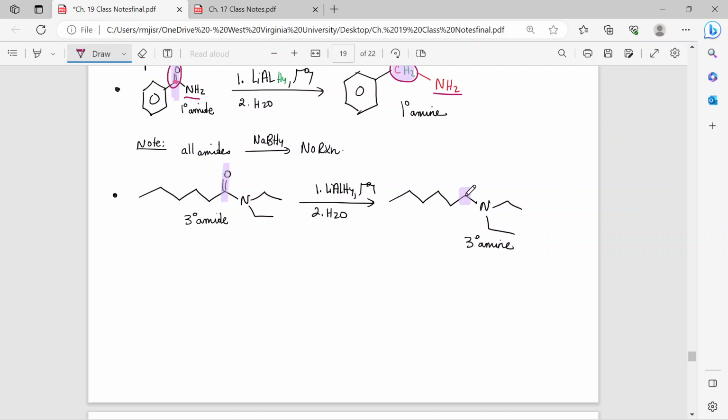You're not actually adding a carbon, so you're going to end up having the same number of carbons that you started with, except you are going to get rid of the double bond O and you are going to replace that with hydrogens.